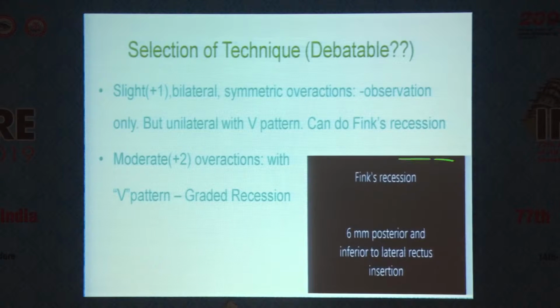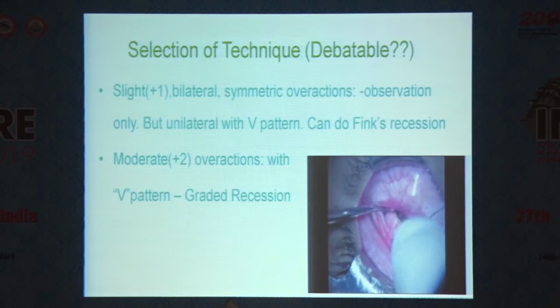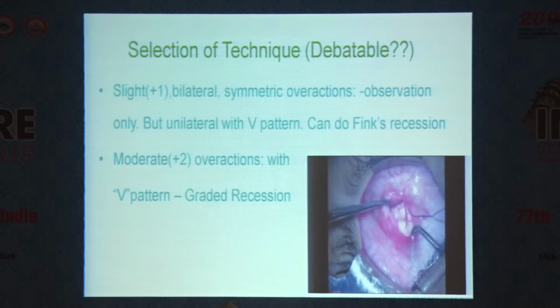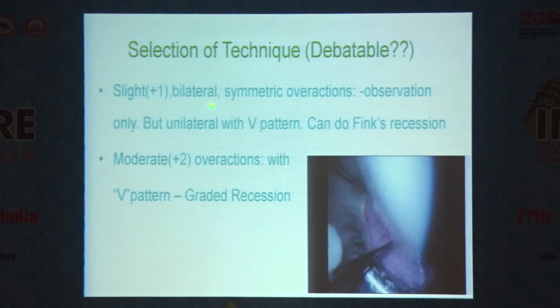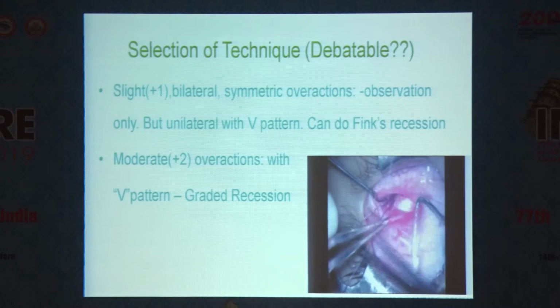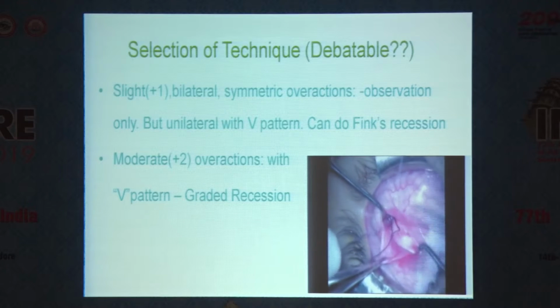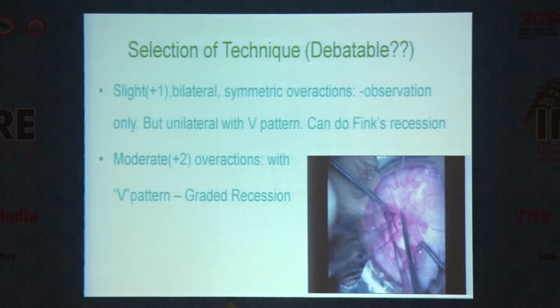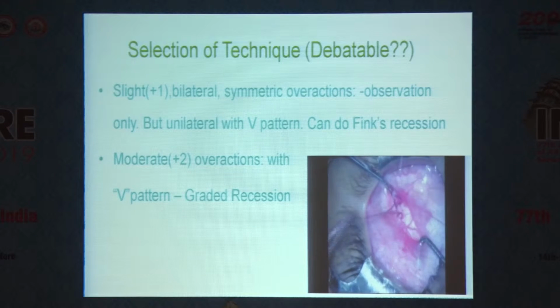So the Fink's recession is, I follow these things, and they may not be necessarily for everybody, but the basic things are there. Fink's recession I would do for a unilateral, very minimal inferior oblique overaction. Normally with a bilateral, very little inferior oblique overaction, we can just skip it or leave it. But with a unilateral, with a V pattern, you can do a Fink's recession.